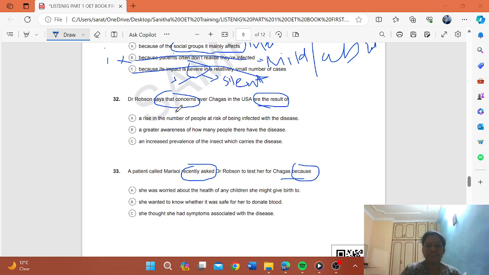Dr. Robson says that concerns over Chagas in the USA are the result of... So, when they shift to another question, they will say the context of the question. He or she already said what the concerns over Chagas in the USA are. She said the question.